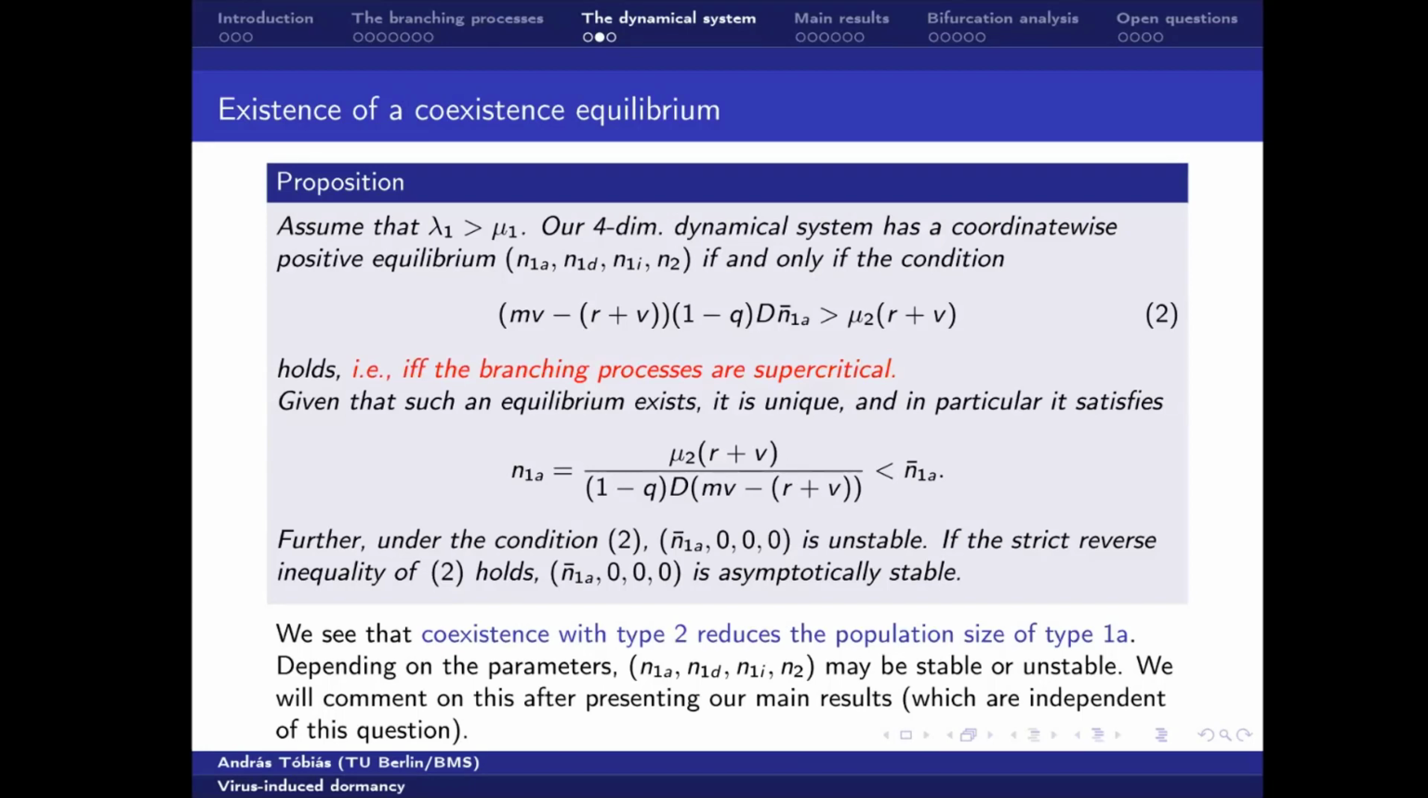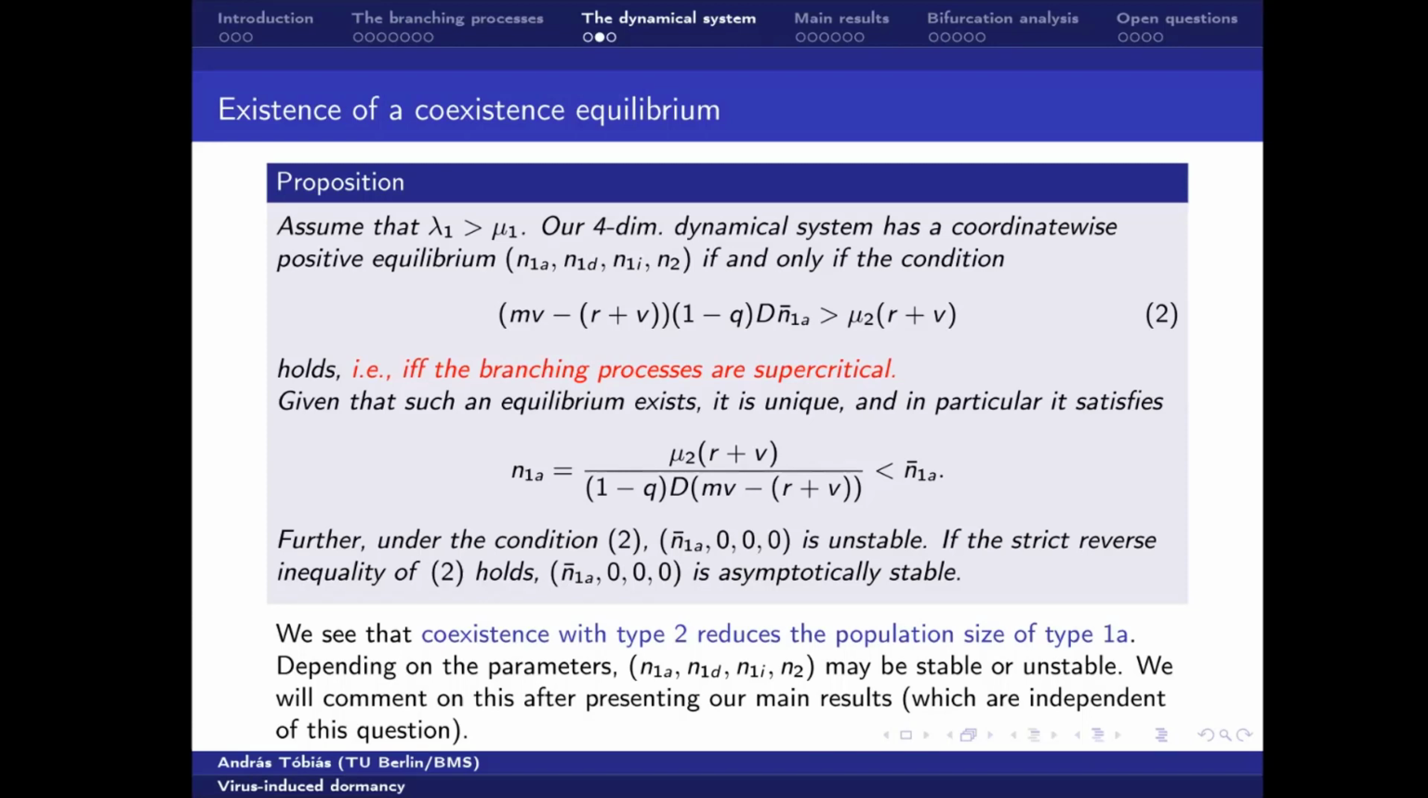The first of them that we actually know is, when do we have a coexistence equilibrium? And what is nice is that if you write down when we have an equilibrium with 4 positive coordinates, you get precisely the same constraint here as for the branching process being supercritical. So somehow there's this correspondence between the stochastic system and the deterministic system. If this is satisfied, then we have a coexistence equilibrium. And given that it exists, it's also unique. And it satisfies that the active coordinate of it, m1a, is obtained by dividing this right-hand side by this left-hand side. And this is always less than m1a bar. So you see that type 1A actually suffers from this virus epidemic, because you have a lower coordinate for the active population than without the viruses.